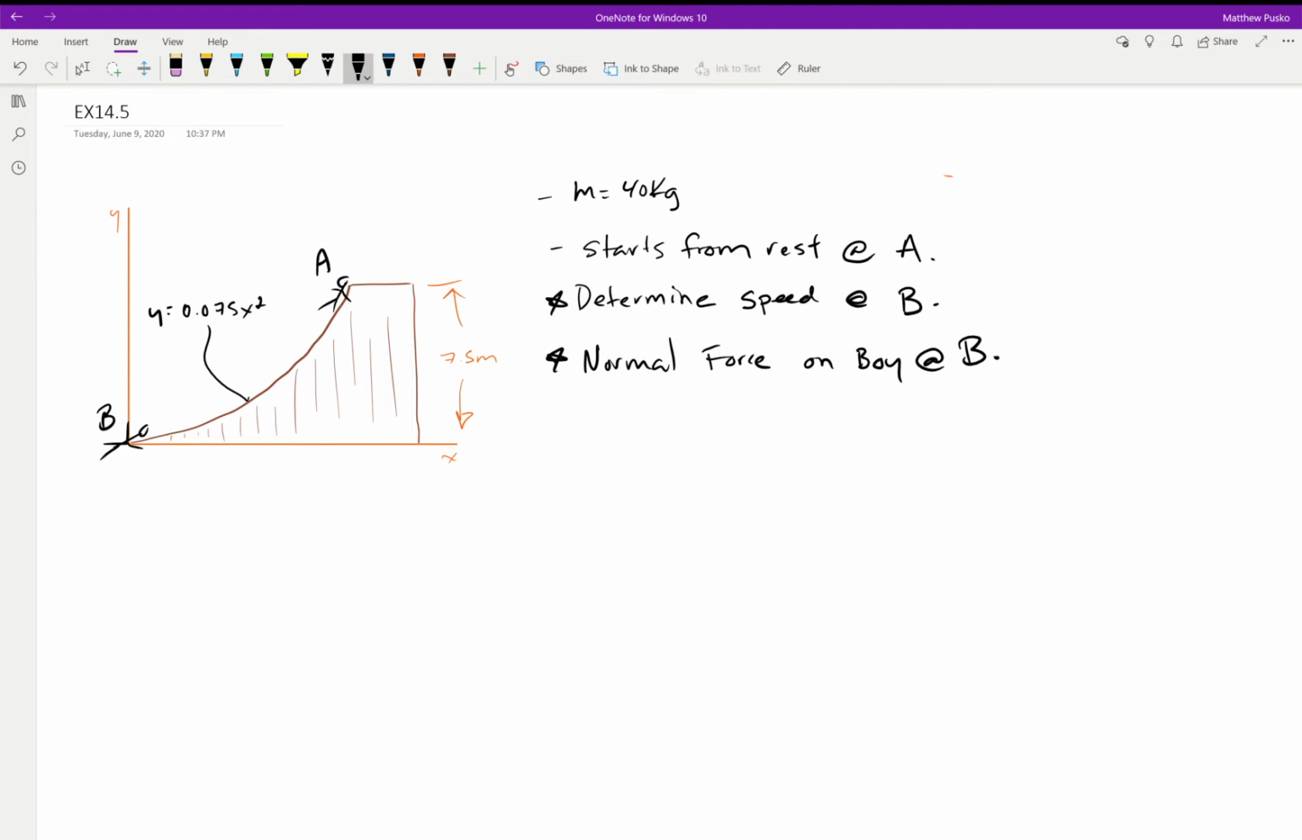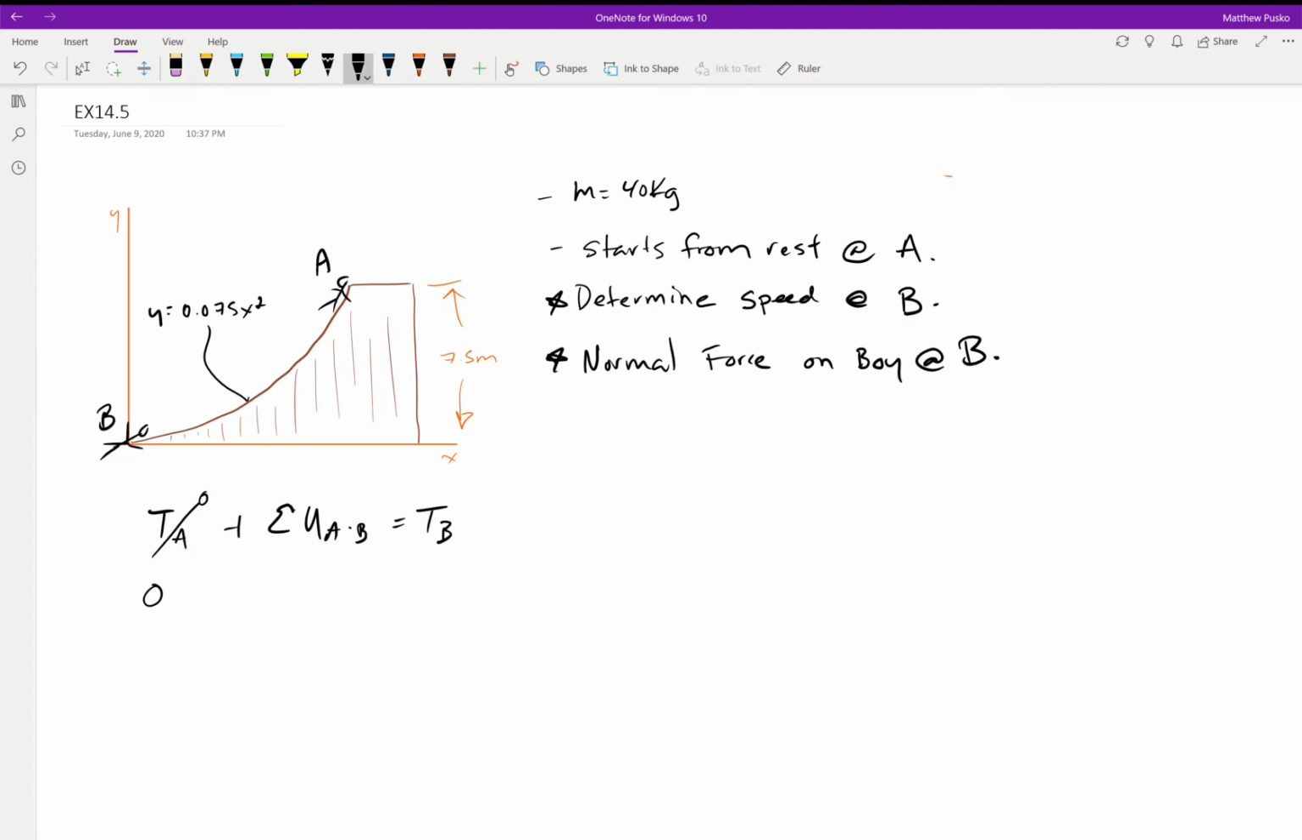If we wanted equations of motion to do that, that wasn't such an easy problem. Let me show you something. Well, there's a couple ways to handle it. We can say the kinetic energy at A plus the work, or the summation of the work done from A to B, is equal to kinetic energy at B. It started from rest.